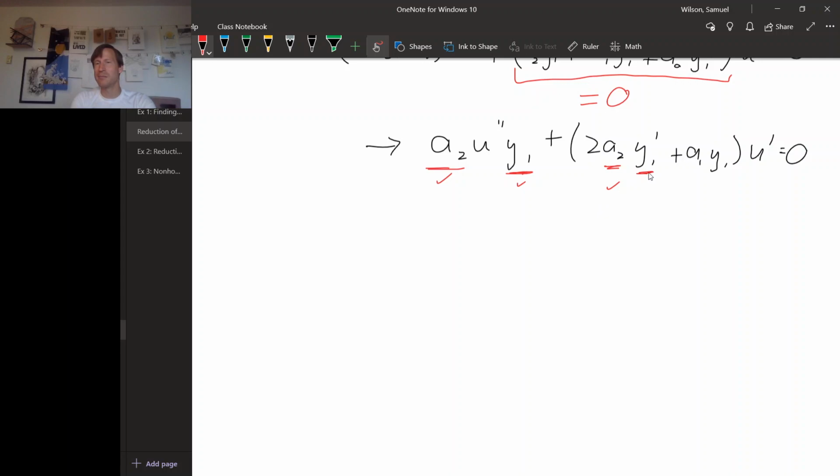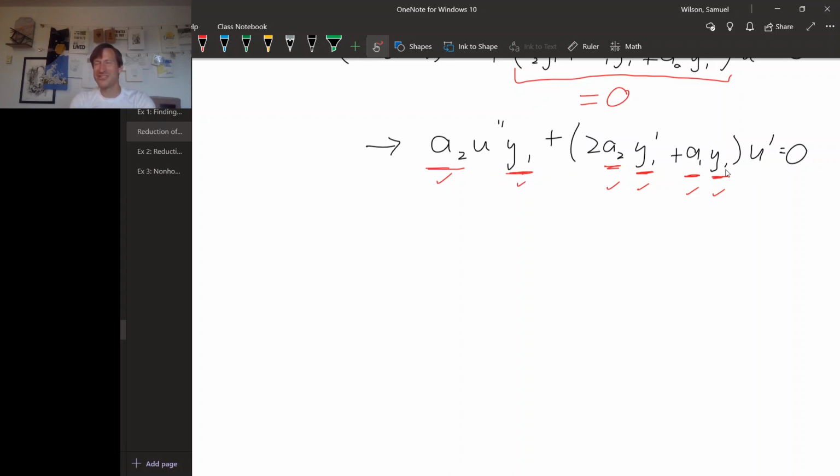Y sub 1 prime, well, if we know y sub 1, we can find its derivative, and then this is a coefficient function, and y sub 1 again. So the only unknown function in this whole thing is u. So this is a second order differential equation for u, but really it's a first order differential equation for u prime because u itself doesn't show up in this differential equation. So this is really a first order equation for u prime. And since it's a first order equation, if we actually had some functions in here for a sub 2 and y sub 1, we could probably solve this differential equation since it's first order.